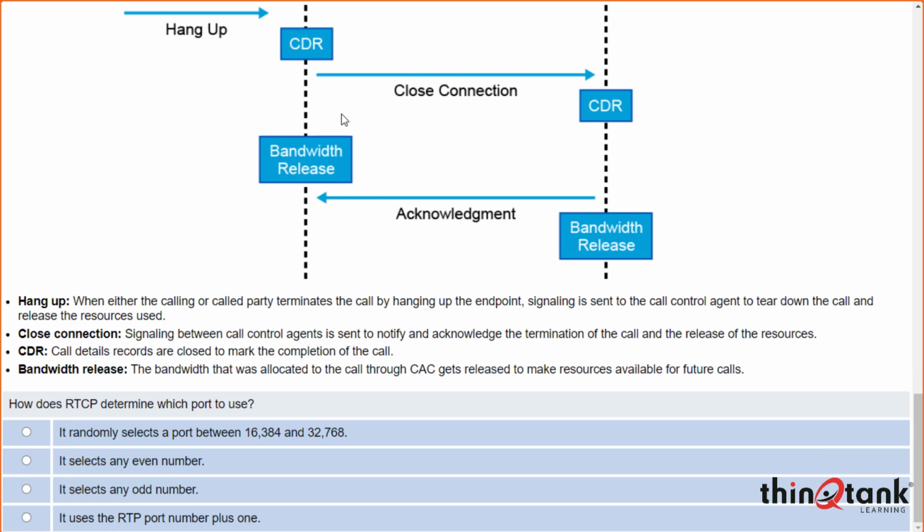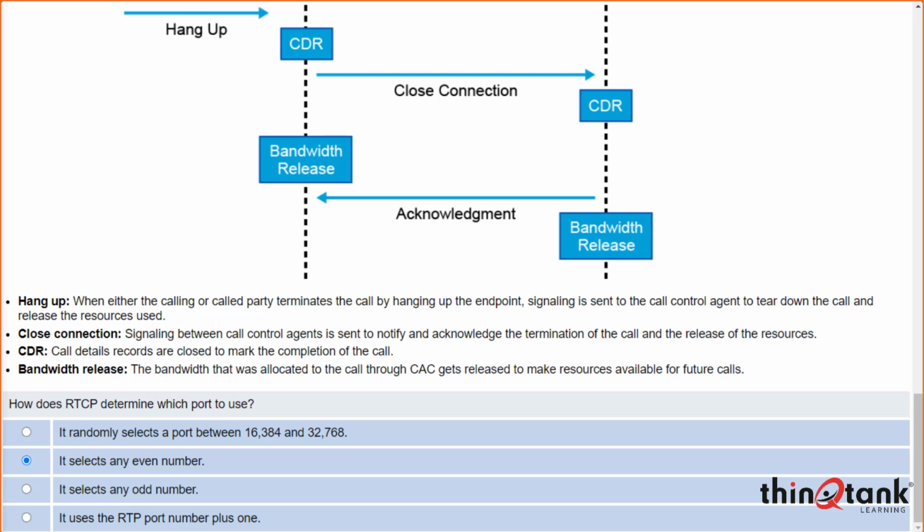All right. How does RTCP determine which port to use? It randomly selects a port between 16384 and 32768. No, that's not true. It selects any even numbered port. That would be the correct answer. And actually, that's a little bit misleading, right? Because it says it selects any even numbered port, but it doesn't technically select any even numbered port. Is the highest even number?